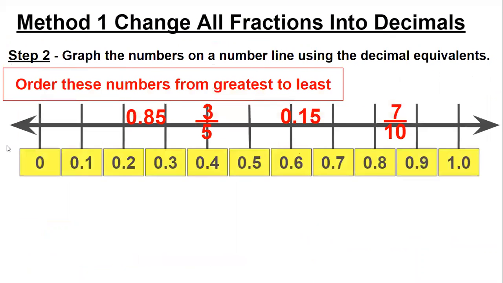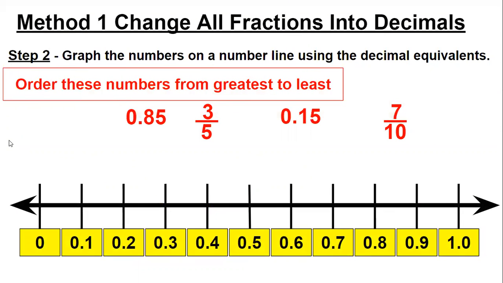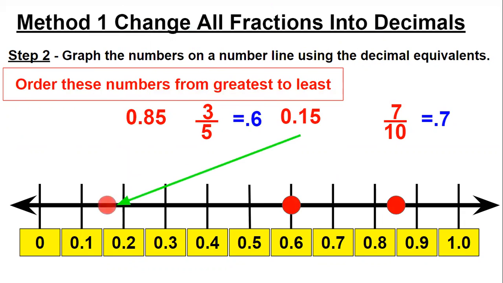There's our numbers. There's our number line divided into 10 sections. We said 3/5 was equal to 0.6 and 7/10 was equal to 0.7. Now let's just plot and graph these. So 0.85 is our first one. That's going to be right in between the 0.8 and the 0.9. There it is. Now 3/5 is really equal to 0.6. That one should be easy to find on the graph. Right there. There's 0.6. 0.15 is going to be in between the 0.1 and the 0.2. Right there. And then 7/10 is 0.7. That one's easy to find on the graph.